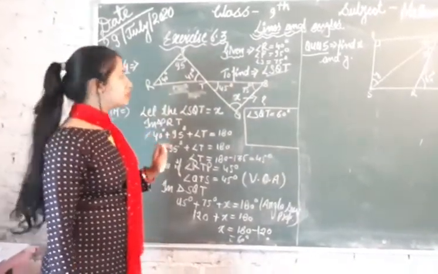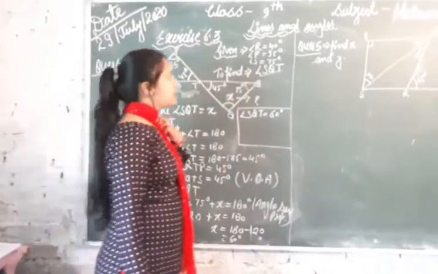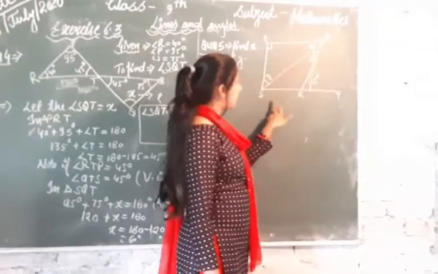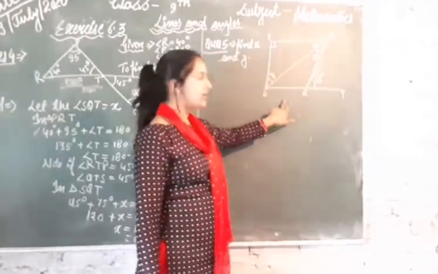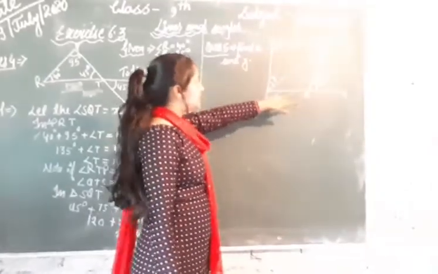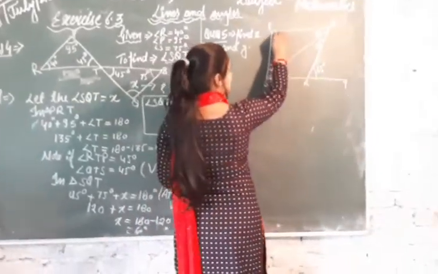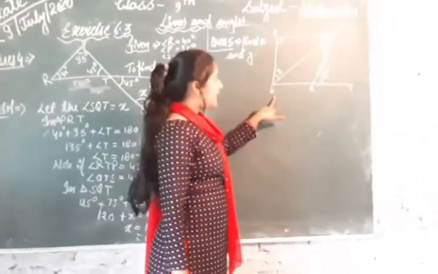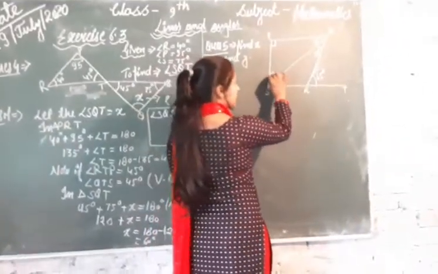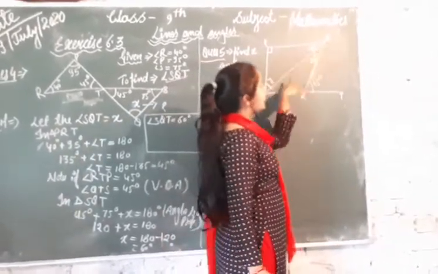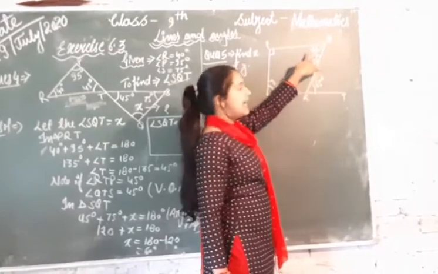Okay. Now we are going to solve the next question, question number 5. See, in this one you are given that these two lines PQ and ST are parallel to each other. The angle P is 90 degrees. Angle S is divided into two angles, the upper one being Y, and angle Q is also divided into two angles, 28 and X.